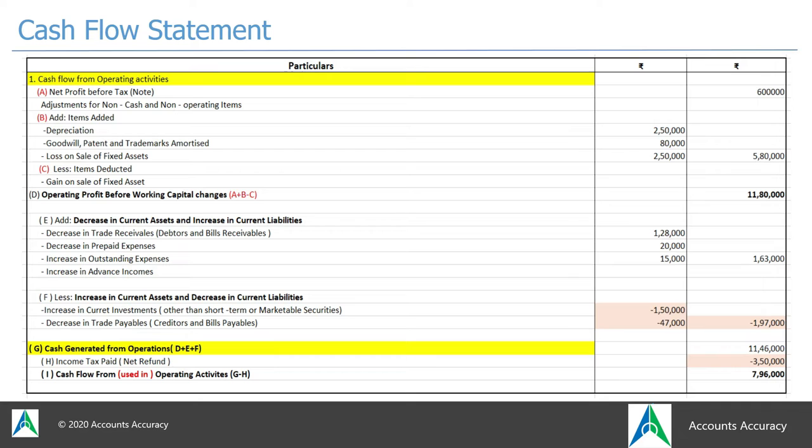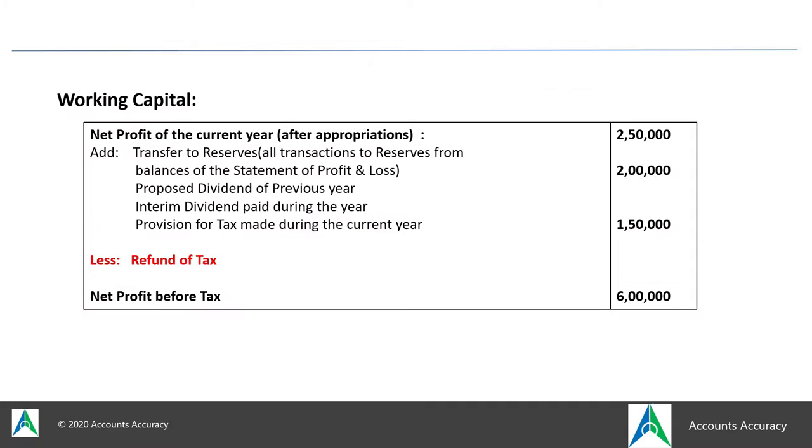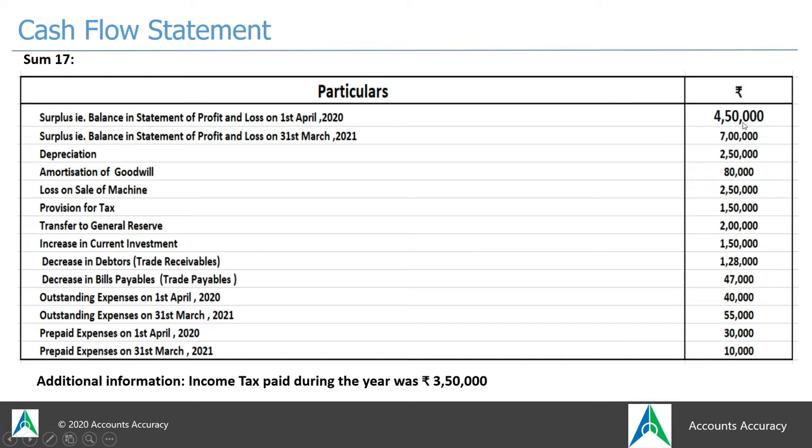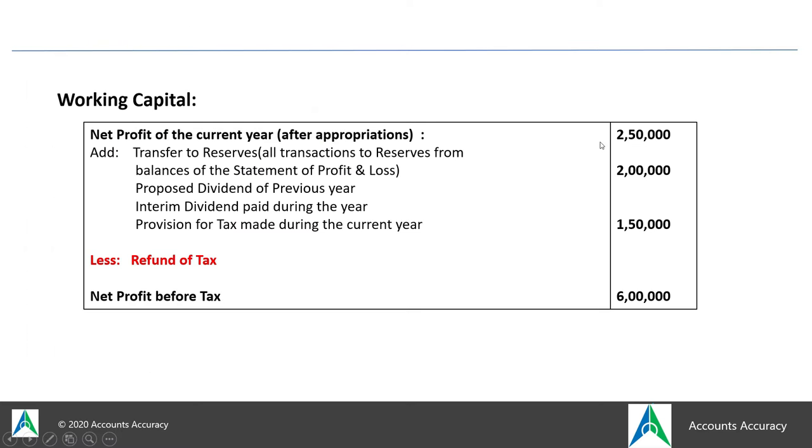Now, as I had told you, this net profit before tax we calculate in a working note. That is why first of all we will calculate the working note, and we will calculate net profit before tax simply by adding the reserve, provision and dividend to the net profit of the current year. As I told you, from 7 lakh we will deduct 4,50,000 and we will get 2,50,000.